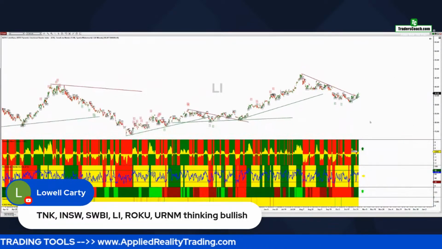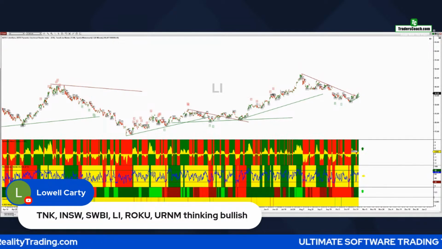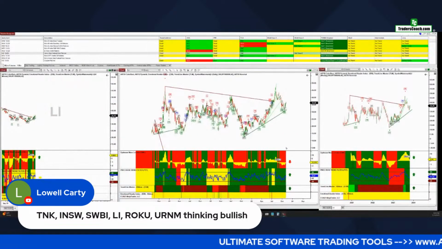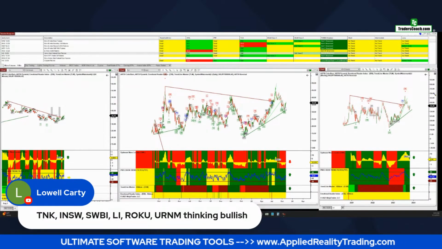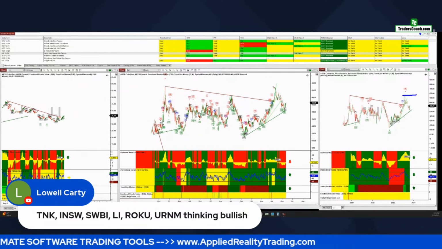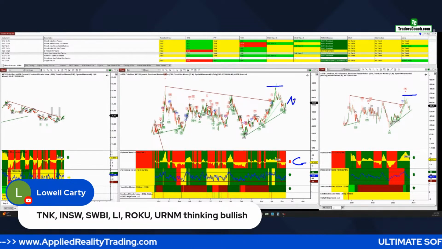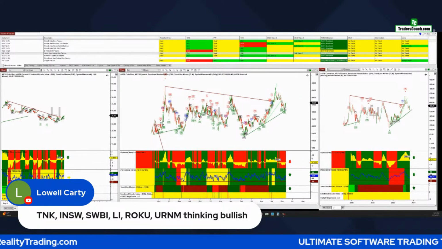Okay, so current impulsive wave, pullback. We may have one more high there, that is possible. So you've got a green PTF on both the time frames. So it looks like this high will be taken out. Wait for a green owl and then go long, okay? I think that might not be a bad idea.